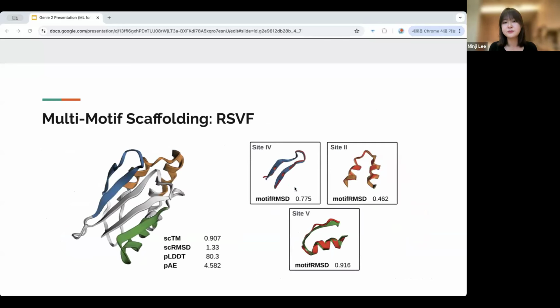All epitopes are exposed to the surface and do not block each other, and also have a close structure to the original motifs, as you can see in the value of the motif RMSD.